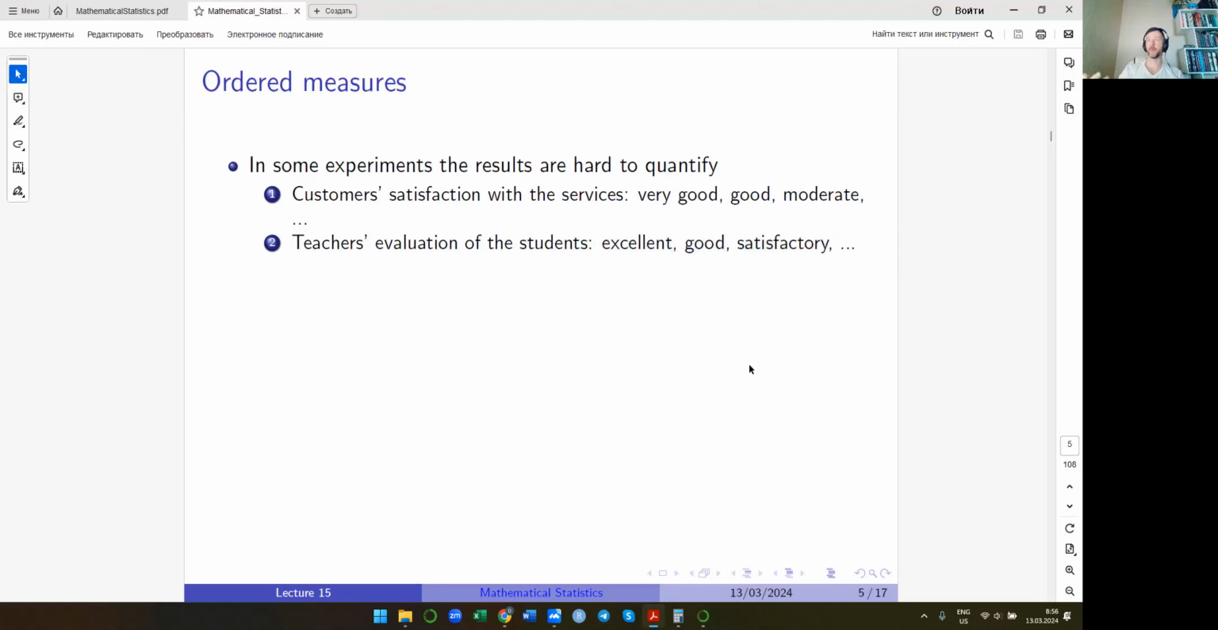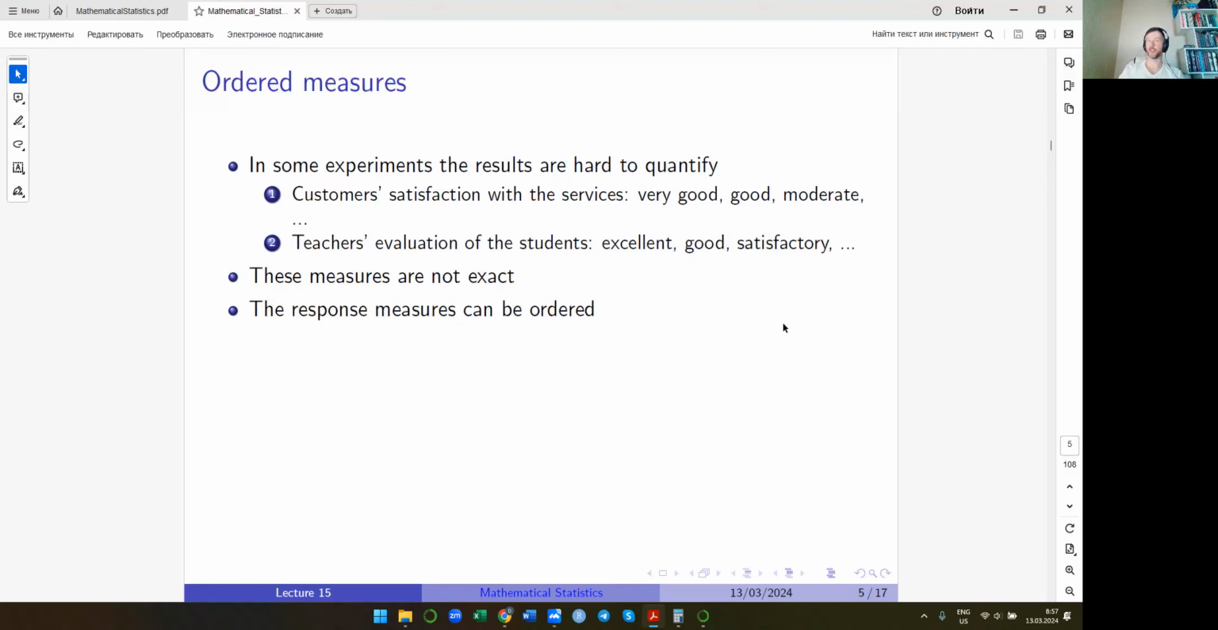And the question is that when we represent these measures in the form of numbers, first of all, these measures are not exact. So what does it mean 100 points? Does this mean that the student who has 100 points is twice better than the student who has 50 points? Well, this is the question. And of course, it's not.